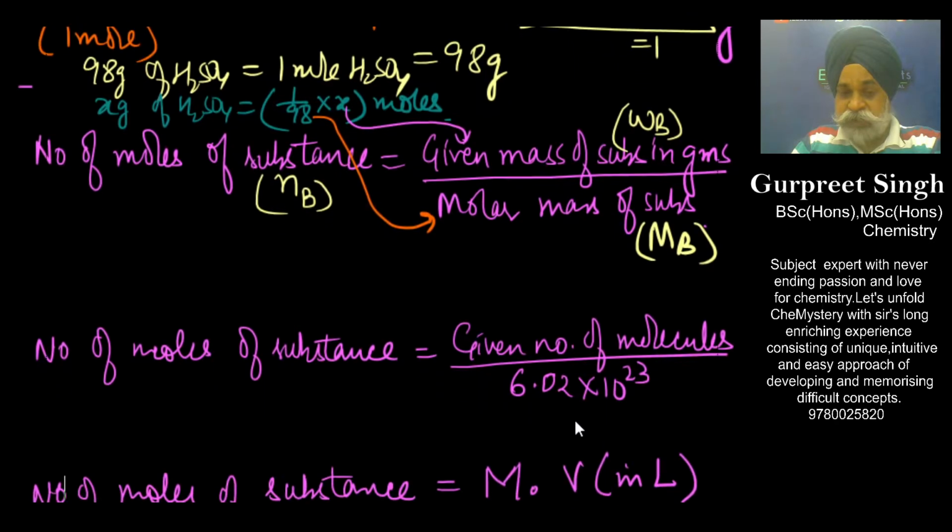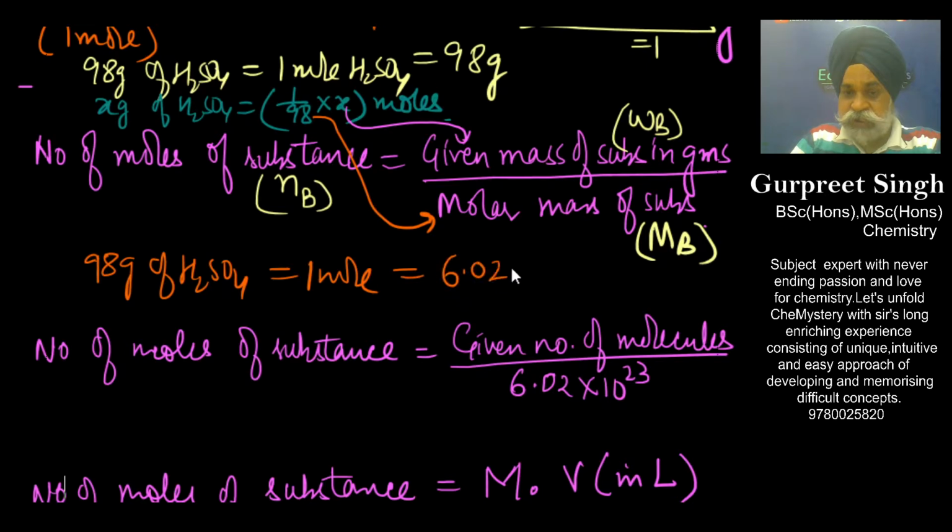Another way to find the number of moles: 98 grams of H2SO4 consists of 1 mole, which basically consists of 6.02 × 10^23 molecules. Now, if you have started with some X number of molecules, the number of moles would be given number of molecules divided by 6.02 × 10^23. The way we have found it for mass, you can find it for this one also.